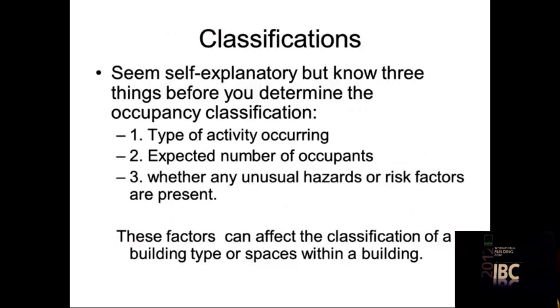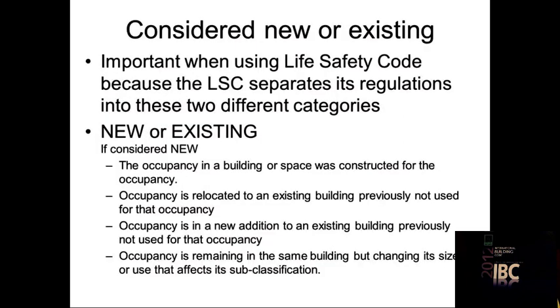So we talked about classification. You've got to know the type of activity, expected number of occupants, and whether any unusual hazards or risk factors are present. Remember, we talked about new or existing. If the occupancy in a building or space was constructed for occupancy, that's great. But if there's a new addition or existing building is not used for what it was built for, then there may be some things that change. Occupancy remaining the same building but not changing its size can affect sometimes subclassifications. Now, in the Life Safety Code, because LSC separates its regulations into 2 different categories, new or existing. So a lot of times, if you've got that existing space or a new building, it may make a difference.